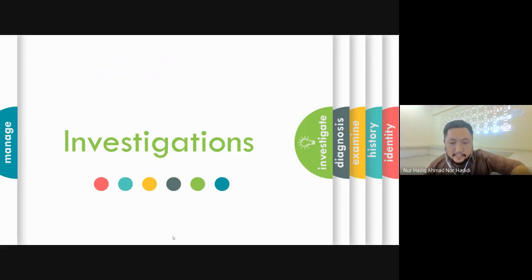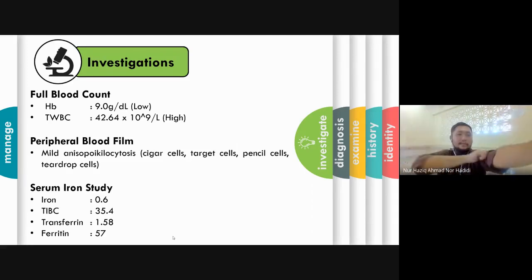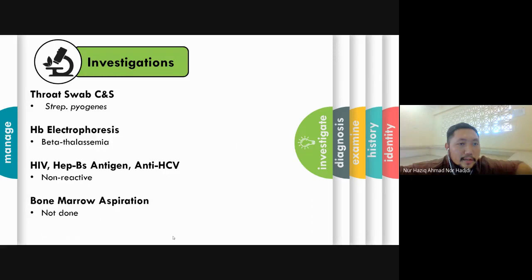So basically the investigations done on this patient: the FBC reveals Hb 9 grams, which is low, with total white blood cell count 42.6, which is 4 times the upper limit of normal. The peripheral blood film shows mild anisopoikilocytosis, with the presence of sickle cells, target cells, and also teardrop cells. Serum iron study shows low iron but normal ferritin. The throat swab shows growth of Streptococcus pyogenes.